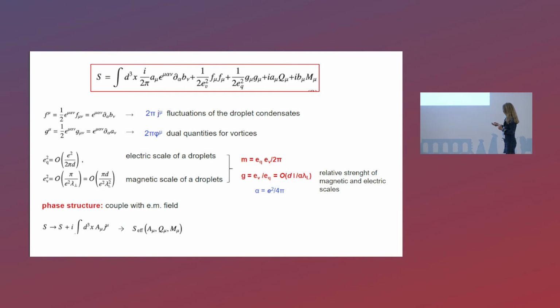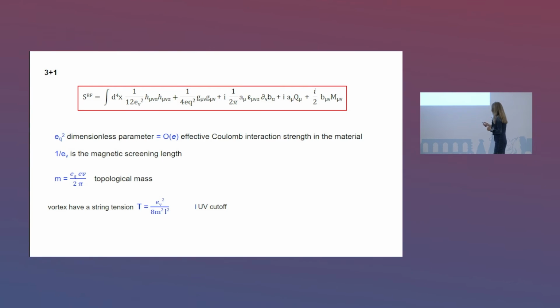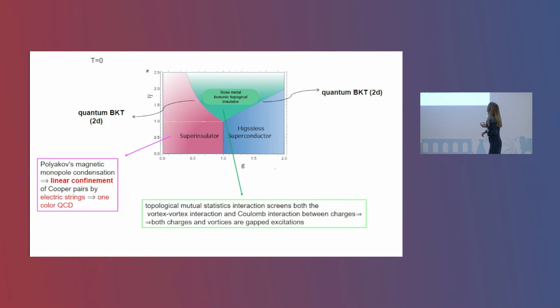Now, to obtain the phase structure, I will have to couple this with the real electromagnetic field and compute the induced action. But just before doing this, this will be the analog of what I have done in the case of three dimensions, with the only difference that now what was the current of vortex that had just one index becomes an object with two indices, because in 3+1 dimensions, vortices are one-dimensional objects and describe a world surface.